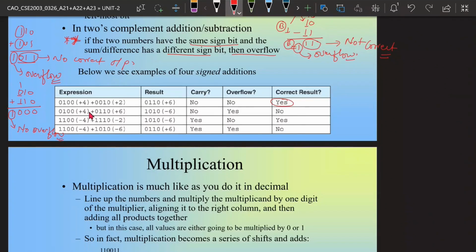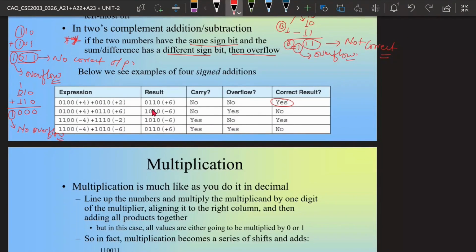If it is 4 plus 6, we are going to add it. After addition, we are getting this result. It was 0 and this is 0, and now the result is coming out as 1. If it is in 2's complement, we are talking about 2's complement, so it is a negative number, because this is a negative number.